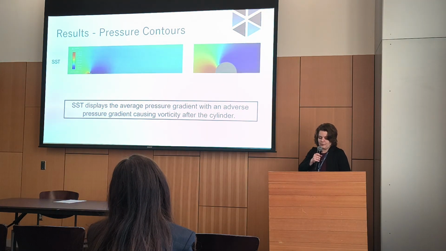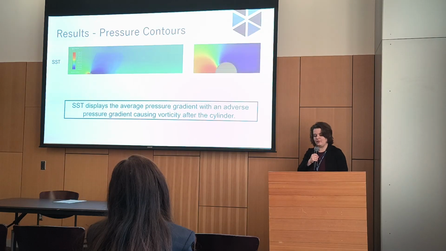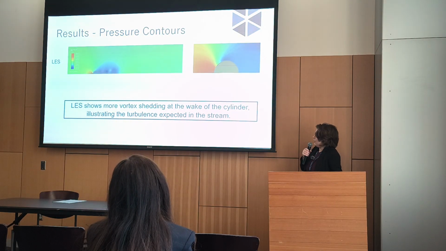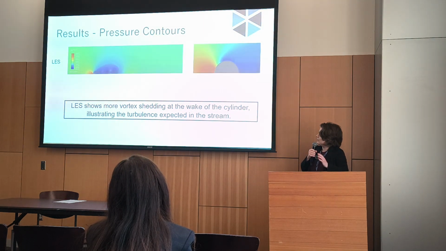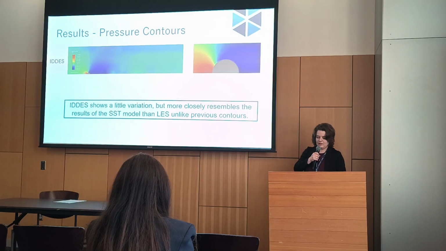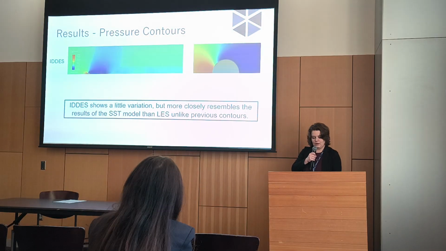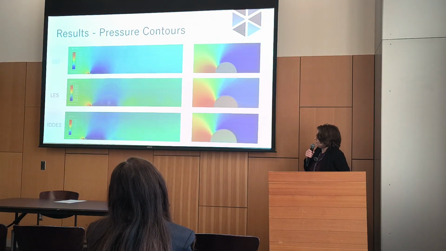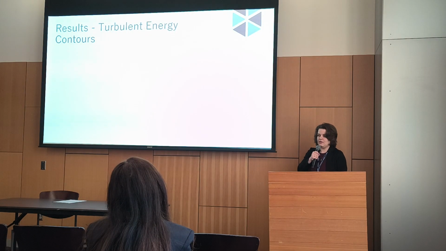So pressure contours, we have the average pressure gradient with an adverse pressure gradient following the heated cylinder, causing vorticity after the cylinder. The LES shows a lot of variation afterwards. You can see the darker blue and aqua, all those mixing in between together, causing vorticity. And then IDDS actually follows more closely to SST than LES for the pressure gradient. As you can see with this part, it still has some variation, but the general flow of it models after SST.